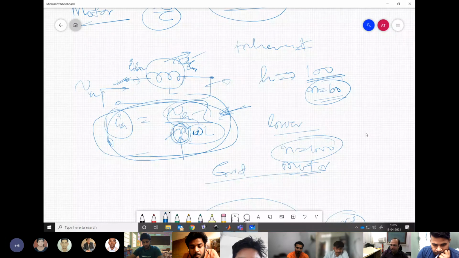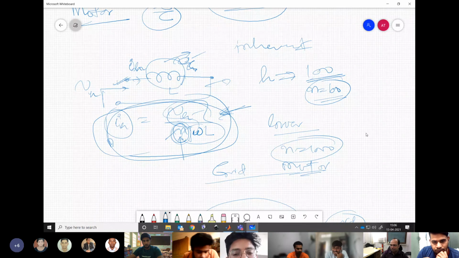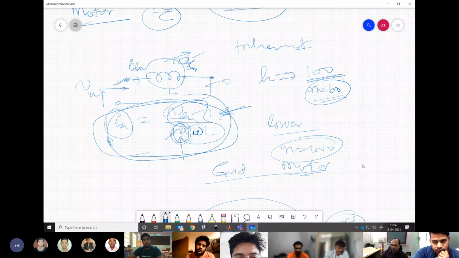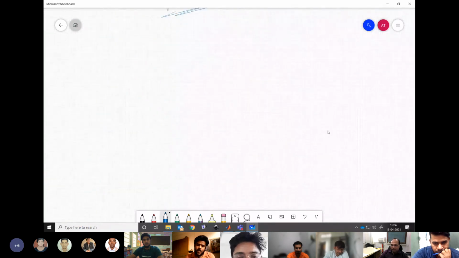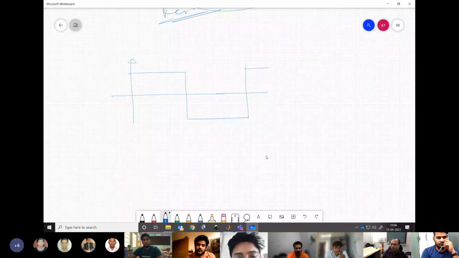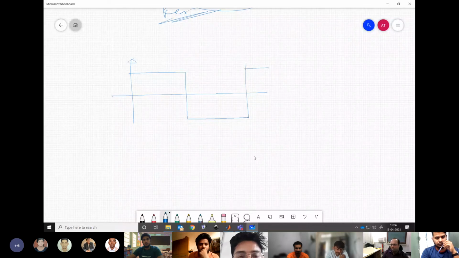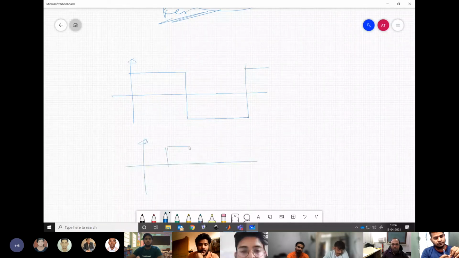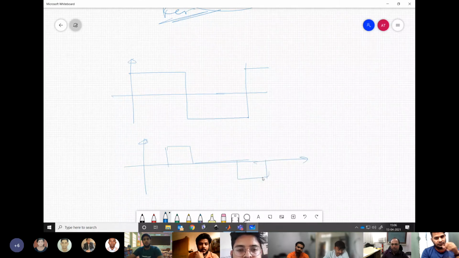Did I even once mention the 120-degree mode or 180-degree mode here? No. See, you have not understood in totality what is happening. Look again at this. This is your 180 degree mode, your square wave, isn't it? And this is your 120 degree mode, or is it something else?